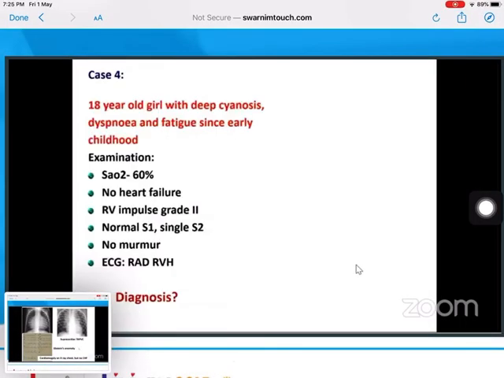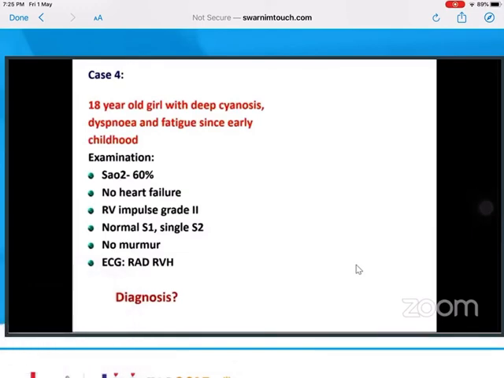I'm just going to show you maybe one or two more cases. This is an 18-year-old girl with deep cyanosis, having dyspnea and fatigue since early childhood.